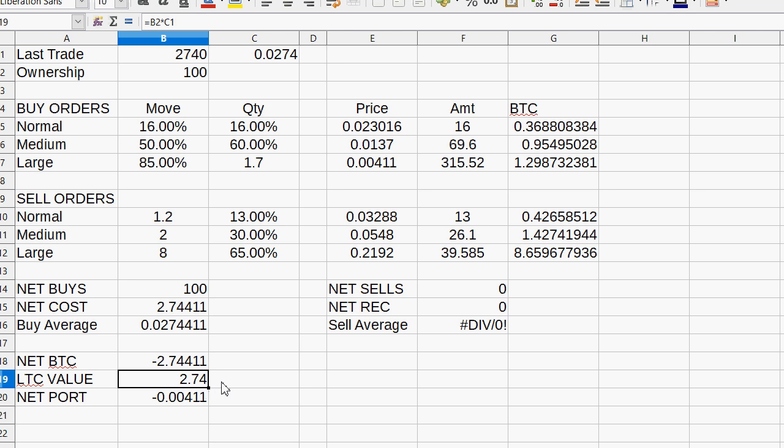The value of my Litecoin, which is ownership, multiply this. And my net portfolio, which is simply these two numbers added together. And right now, to start, you're down rate, basically. And that's how it's going to be.